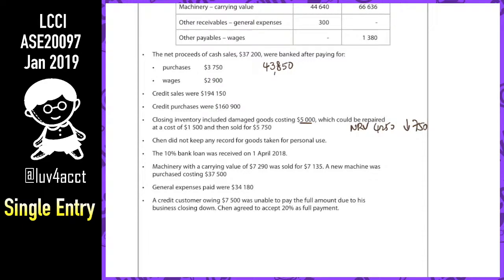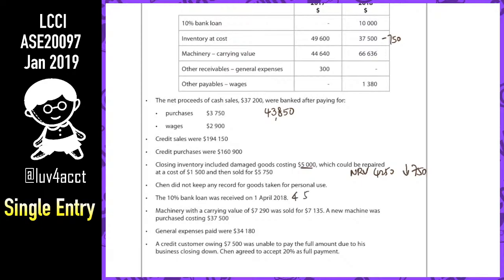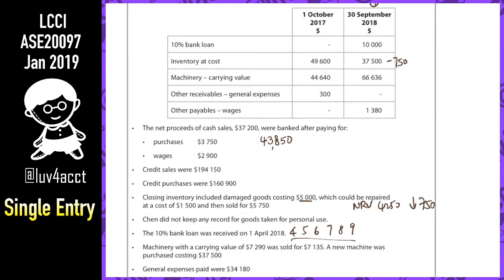Then the 10% loan was received on the 1st of April, year 2018. That is half a year: April, May, June, July, August, and September. So interest accrued, or interest expense, for half year. 10,000 at 10% for half a year would give you 500 for interest.